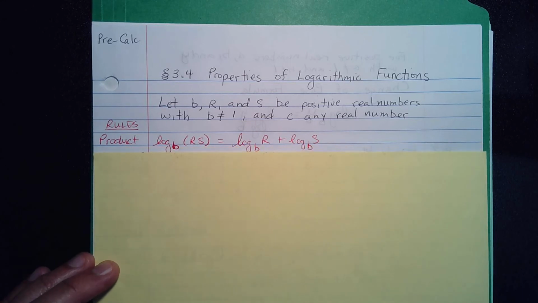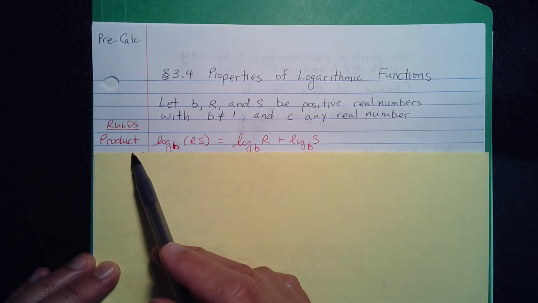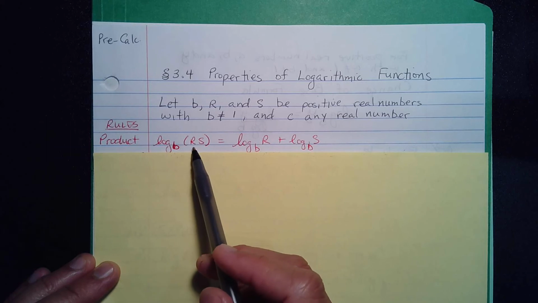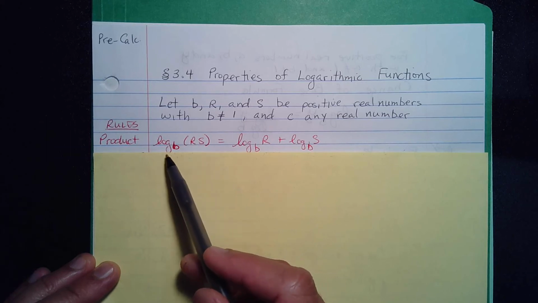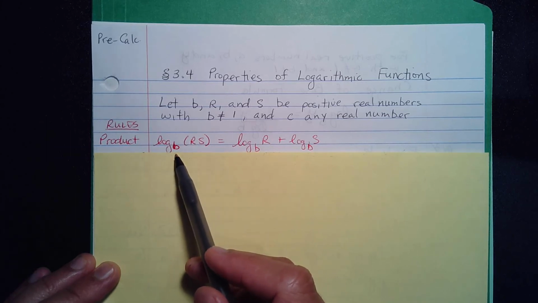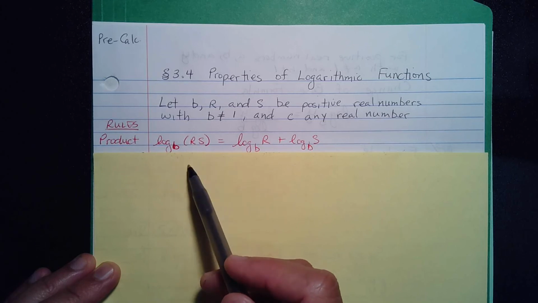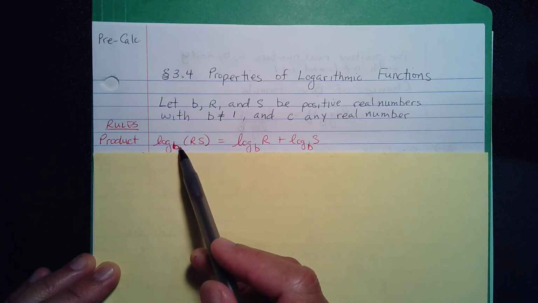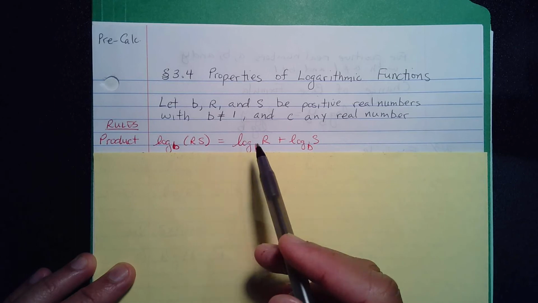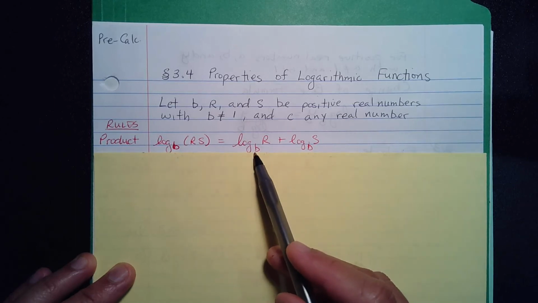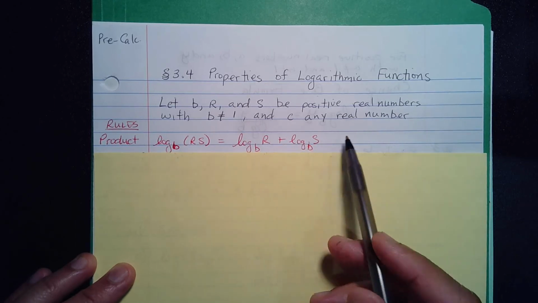First rule is called the product rule. Product means to multiply. So you can see r and s is multiplied, so this is log base b of the product rs. To rewrite the product rule by expanding it, it's log base b of r plus log base b of s.